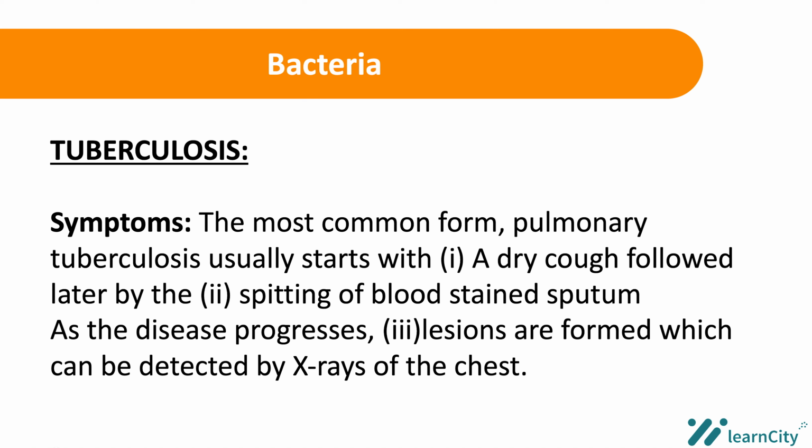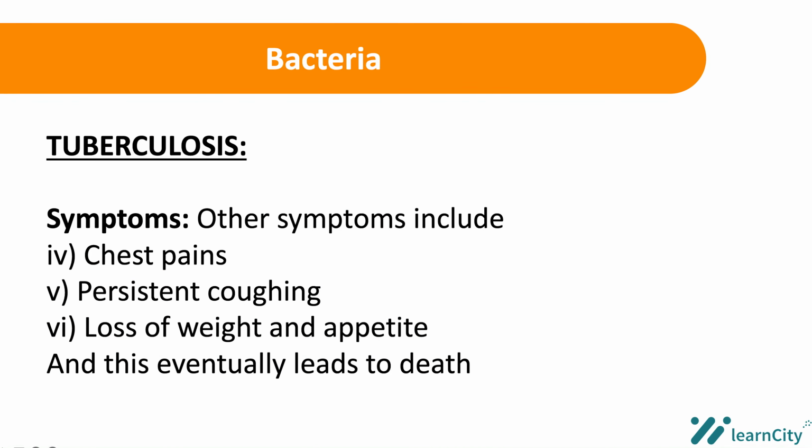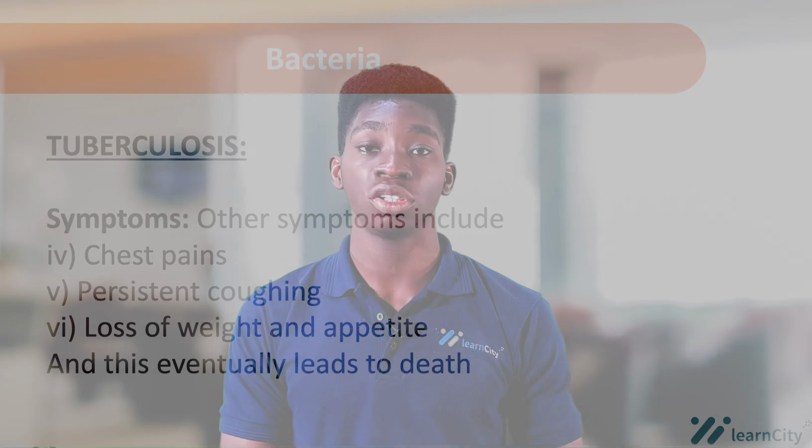Then as the disease progresses, lesions are formed on the chest, and those lesions can be detected by x-rays. When you x-ray the chest of the person, you notice the lesions. Other symptoms include chest pains and persistent coughing. We said it starts with a dry cough, but if the cough continues, that's a symptom of tuberculosis. Then there is loss of weight and appetite. When the person begins to lose appetite, they obviously begin to lose weight also. All of this can eventually lead to death if not treated promptly.